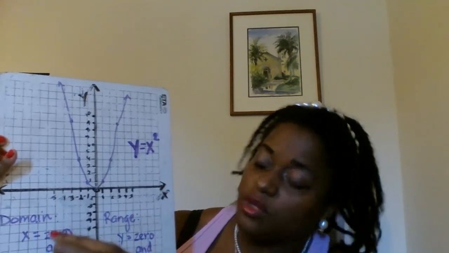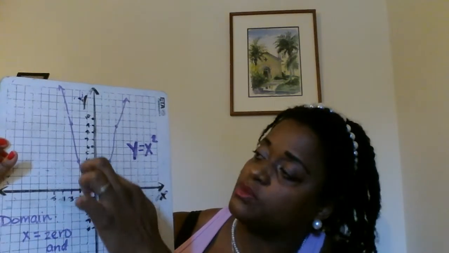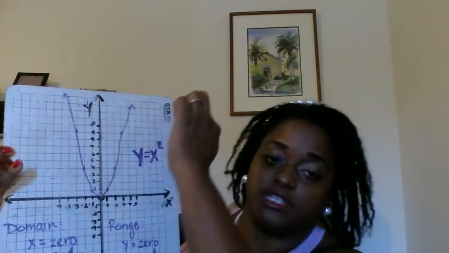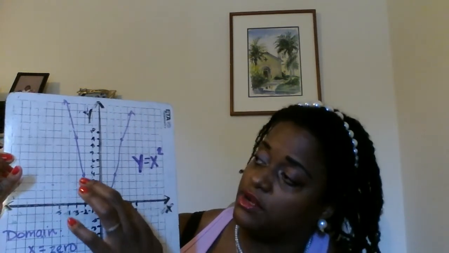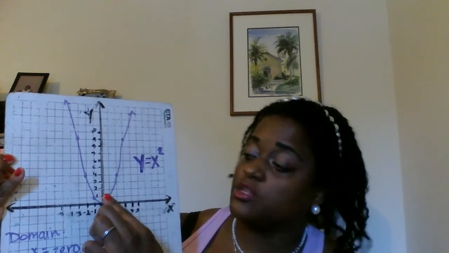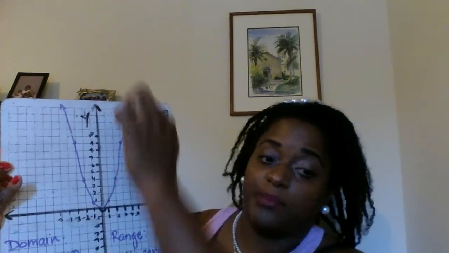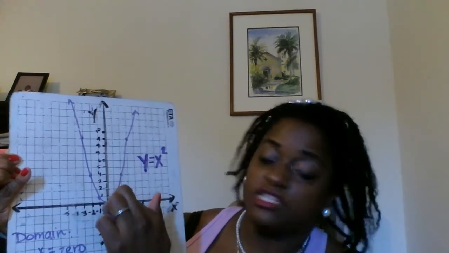So the domain will be all the x values that this will cover going that way and going this way, so to the right and left. So that'll be all those x values, including 0. But the range is just the y values where the graph goes up. So the range is only going to be 0 and up.